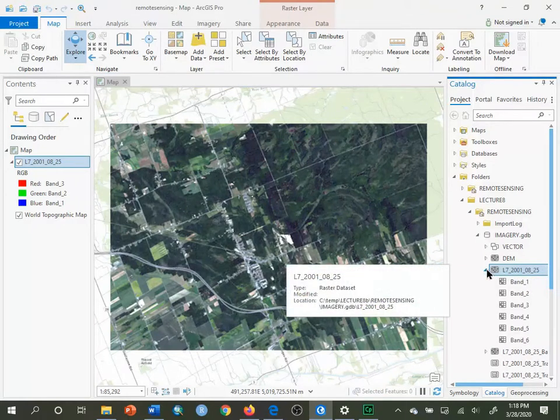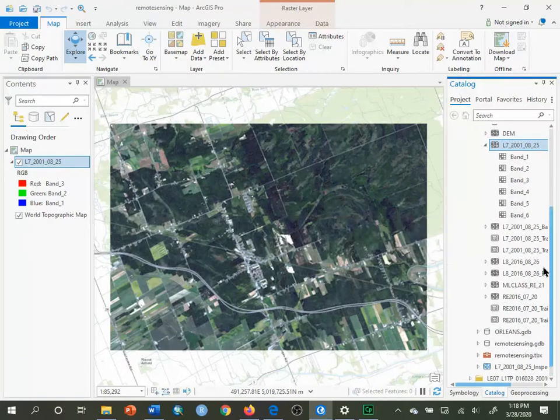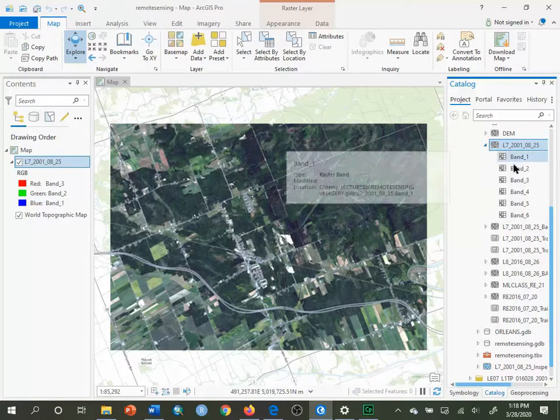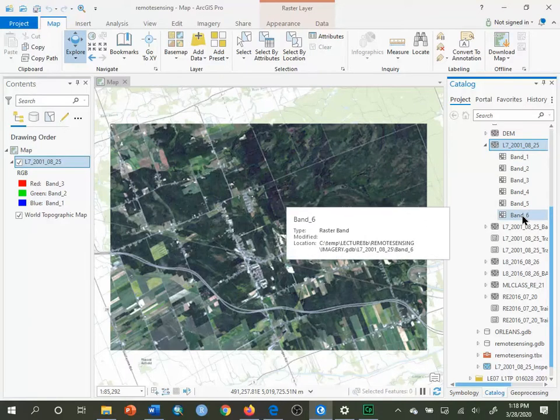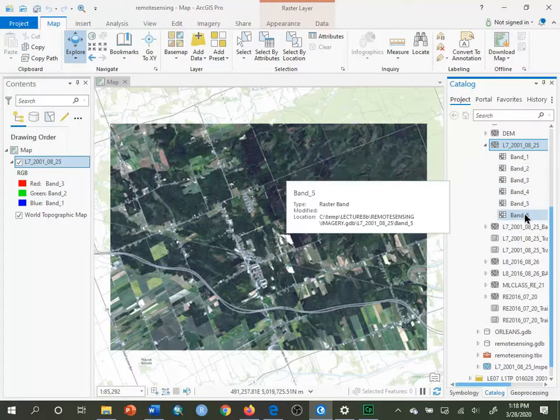You can also expand, as I have done here, that particular image, and you will see that it is composed of a number of bands, 1, 2, 3, 4, 5, and 6. And so these are the spectral bands that make up the image.